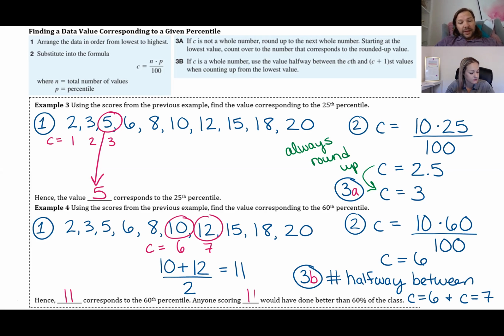So that means that a score of 11 corresponds to the 60th percentile. So anyone scoring 11 would have done better than 60% of the class.